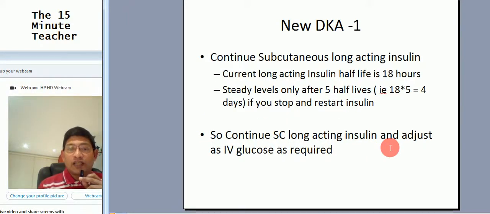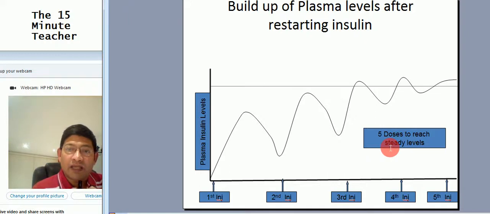The changes that have been brought about as a result of the new diabetic ketoacidosis guidelines: the first one is that we continue subcutaneous long-acting insulin. Current long-acting insulins have very long half-lives, and it takes a long time for the blood levels to build up if you stop subcut insulin. As this cartoon shows, it takes 5 half-lives for the doses to reach a steady state, and in order to shorten hospital stay, it would be prudent to continue with the subcut insulin while the patient is in hospital with acute ketoacidosis.